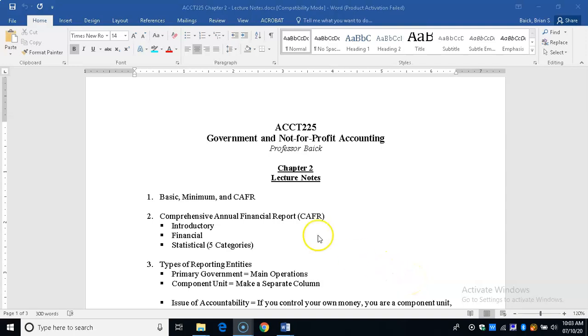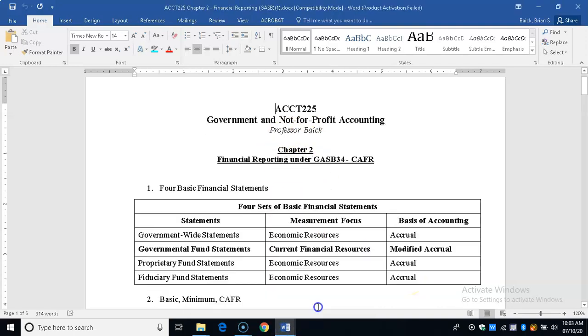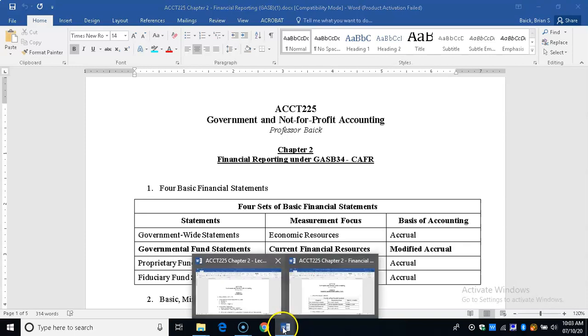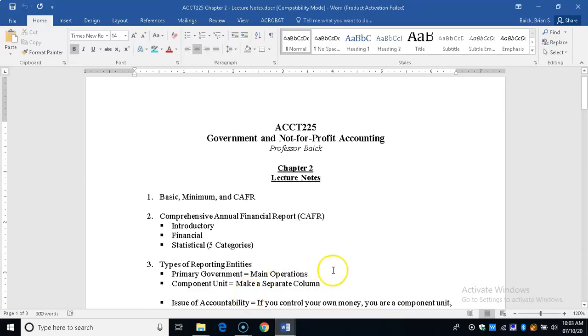For Chapter 2, we'll be looking at the Chapter 2 lecture notes and also Chapter 2 financial reporting under GASB 34. Now, fortunately, Chapter 2 is a relatively simple chapter compared to Chapter 1. In Chapter 2, we'll be talking about financial reporting for state and local governmental entities. Also, we'll be talking about discrete versus blended presentation. Finally, for state and local governments, we'll be talking about the different financial statements that need to be reported.